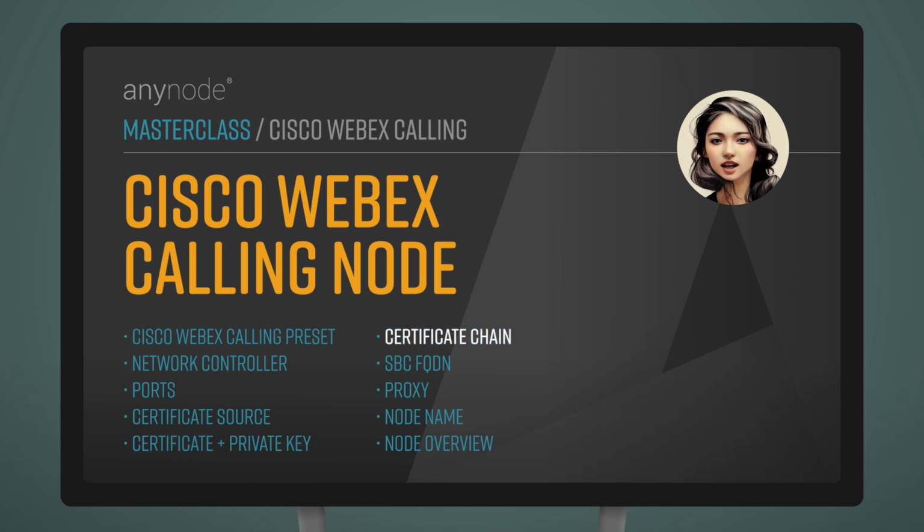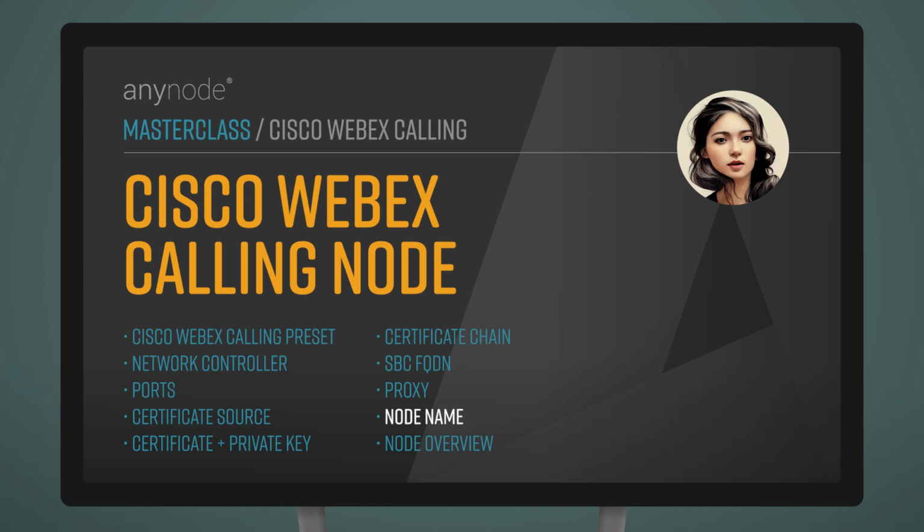6. Certificate chain. In this topic, we discuss the configuration of the certificate chain, which includes the intermediate and root certificates that are necessary for establishing trust with Cisco WebEx calling. 7. SBC FQDN. Here we cover the setup of the fully qualified domain name for the session border controller, which is used to identify and route calls between the Cisco WebEx calling node and the SBC. 8. Proxy. The configuration of the proxy is explained here, which acts as an intermediary for communication between the Cisco WebEx calling node and its cloud service.